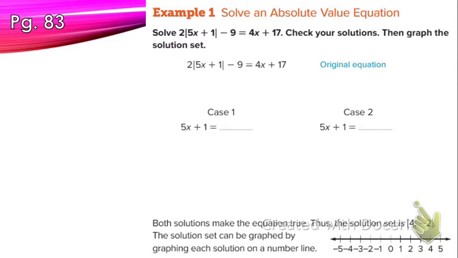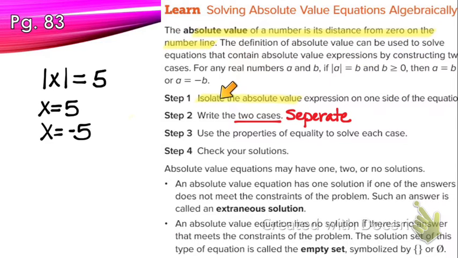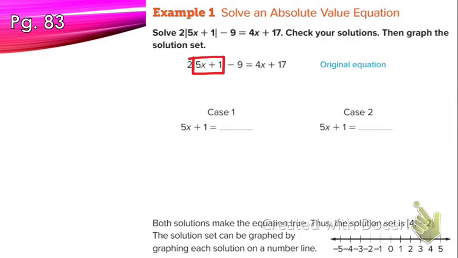So let's look at example 1, sorry. Example 1 on page 83. So this is my absolute value. I'm going to go ahead and make a box around the absolute value. Because it's really important, going back to step 1, the first step is to get that box by itself. You cannot separate it until you isolate it. So that means that I need to get rid of this -9, and I need to get rid of the 2. Which one will I get rid of first, -9 or 2?